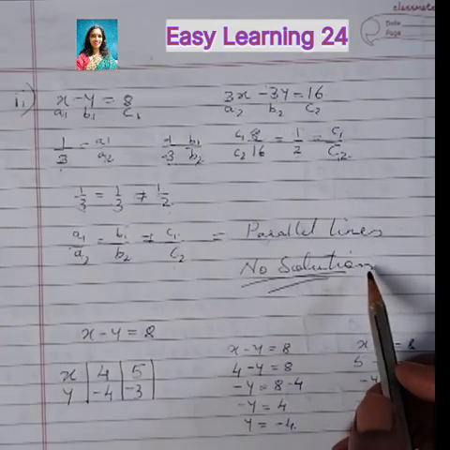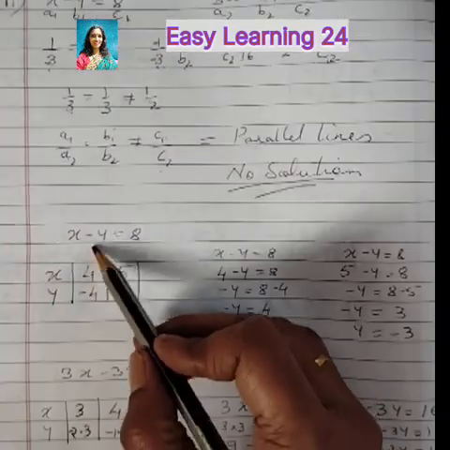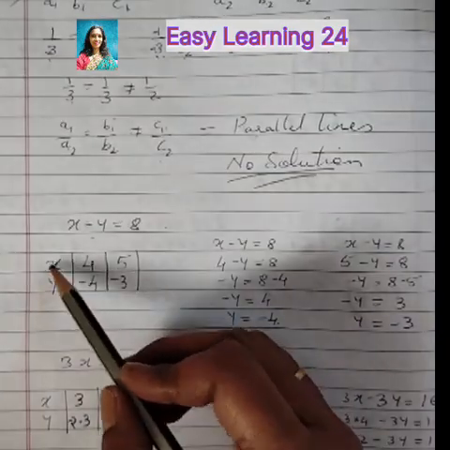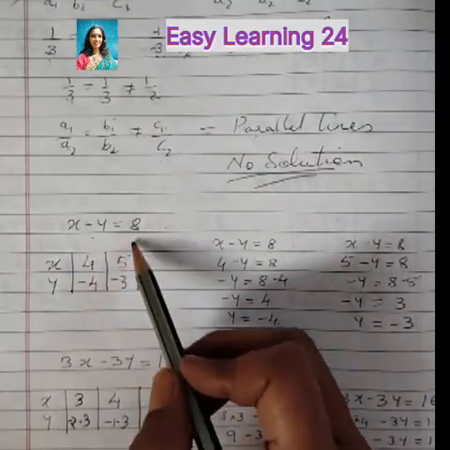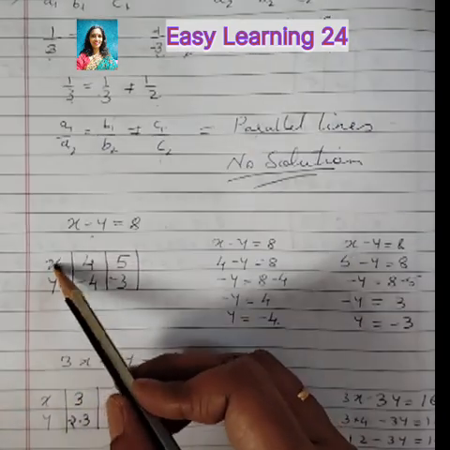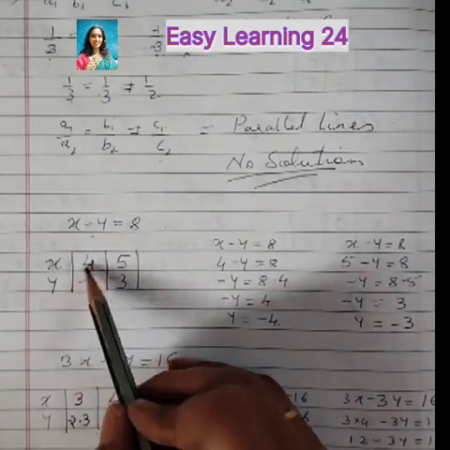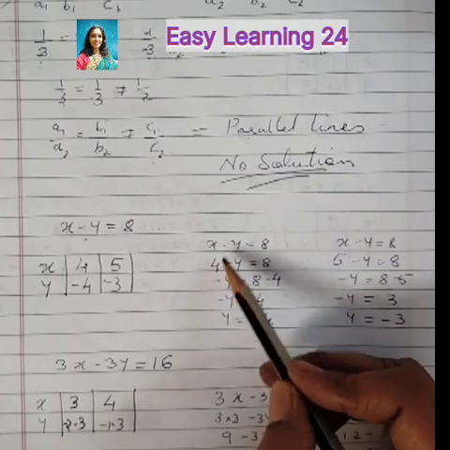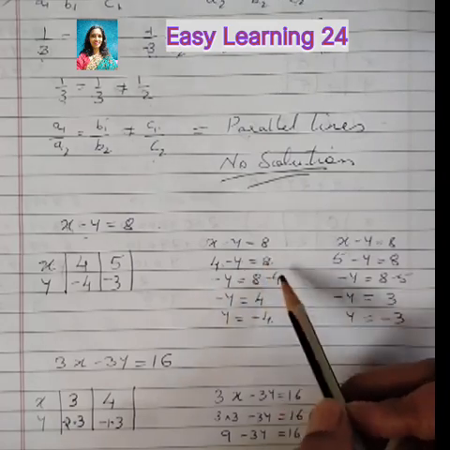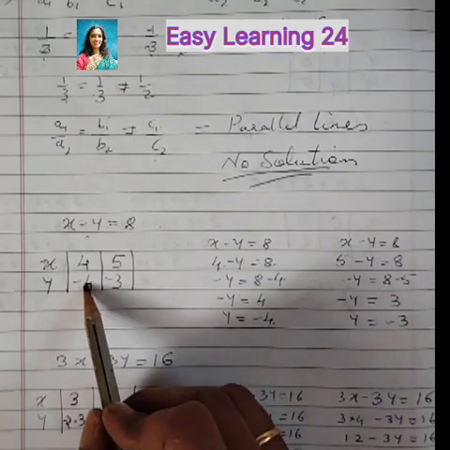Okay, the lines are parallel, and we are going to prove this graphically. To prove it graphically, this is the first line, x minus y is equal to 8. It needs 2 points, and each point has an x value and a y value. Suppose I take x is equal to 4. In the same equation, minus y is equal to 8 minus 4, so minus y is equal to 4, therefore y is equal to minus 4. So the y value is minus 4.